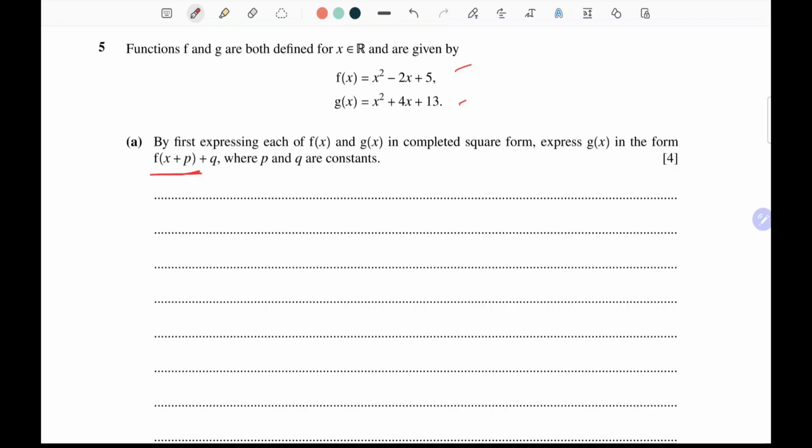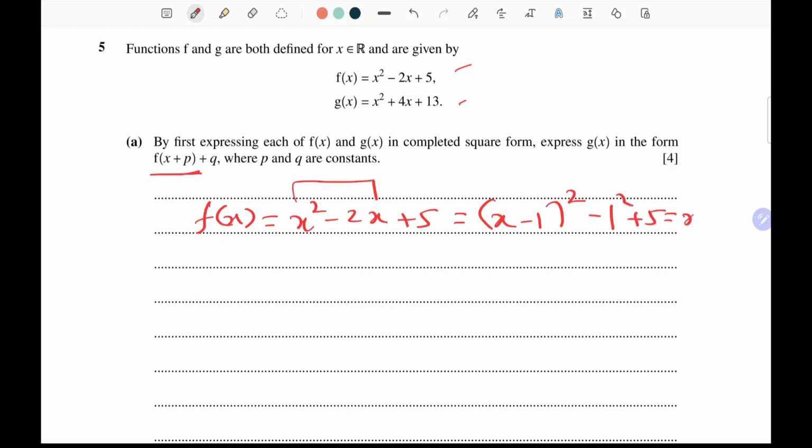Okay, yeah, we can try. So first of all, f(x) in the perfect square form. So f(x) is x square minus 2x plus 5. Okay, so just combine them together. So this is (x minus 1) whole square, then minus 1 square, then plus 5. So actually it is (x minus 1) whole square plus 4, right? Plus 4.